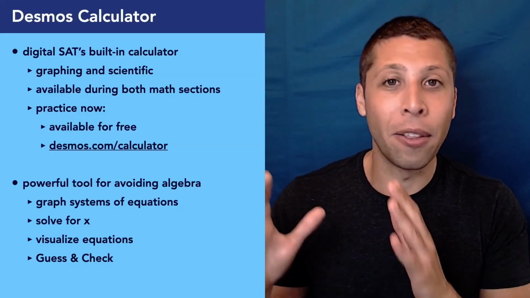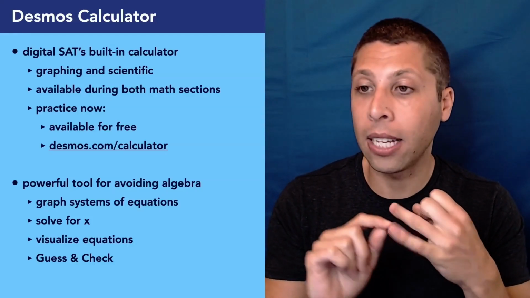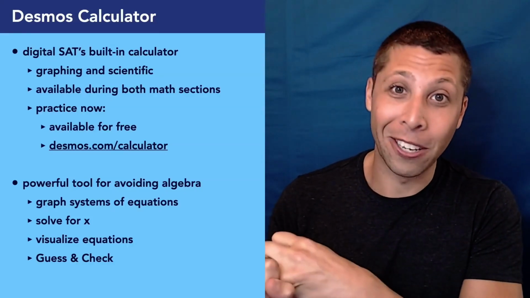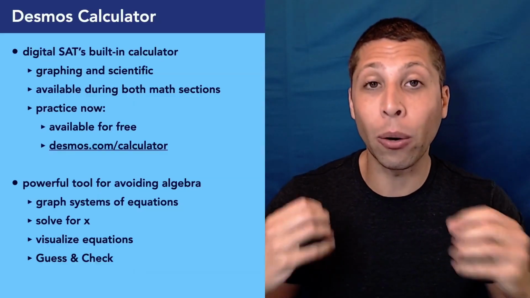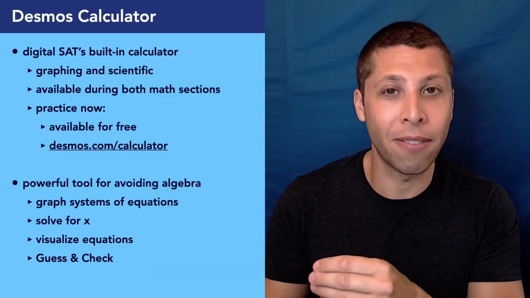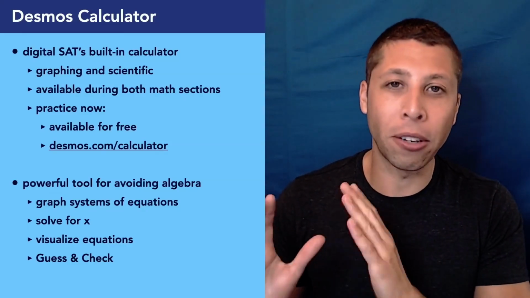But for me, the key pieces are what we talked about. It lets us graph systems of equations very easily. It lets us solve for x for very difficult algebra very easily. And we can use this slider to play around, even if we don't have a specific value. We have to find a value, so we can guess and check our way to it. And the third bullet point there is, I think, the most important one.